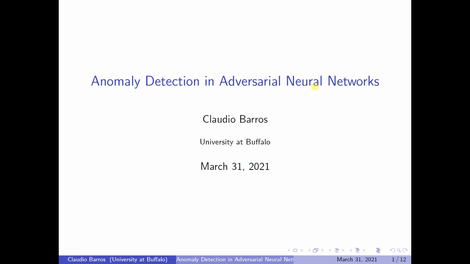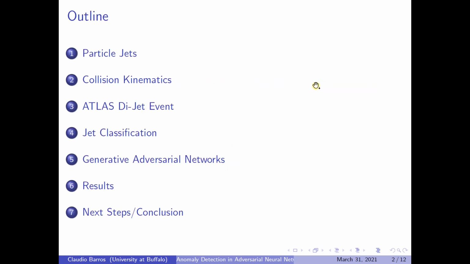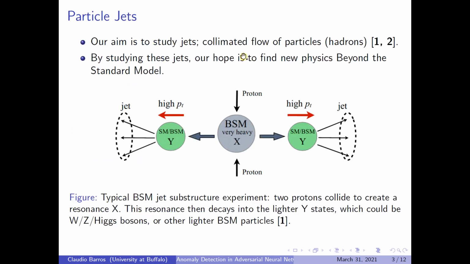Today we'll be going over anomaly detection in adversarial networks as it pertains to high energy or particle physics. So briefly, here is an outline of the presentation. We'll be talking mostly about particle jets, their kinematics, and some of the ways that they're classified. So let's begin with a brief overview to see where the data is collected from.